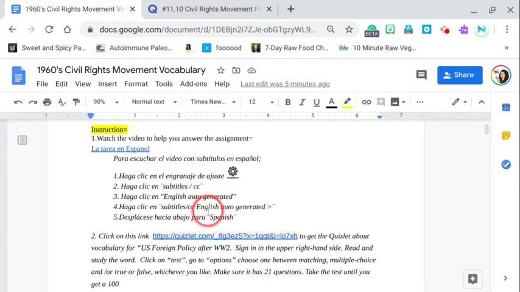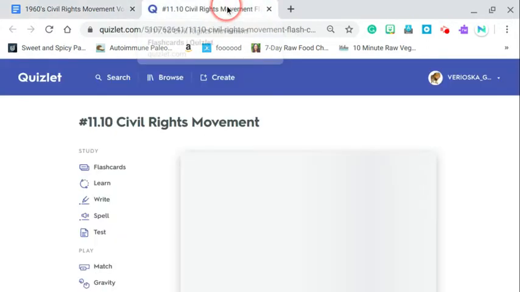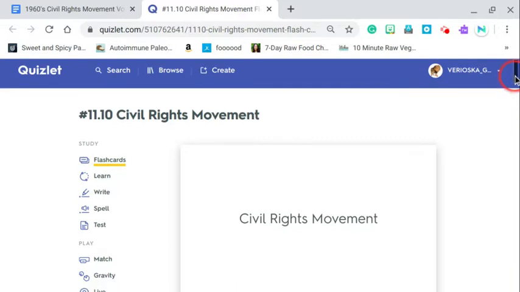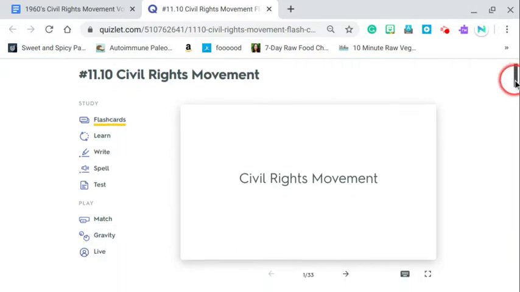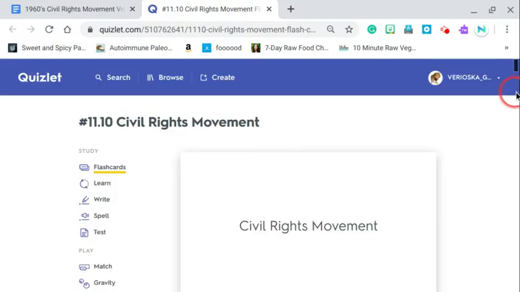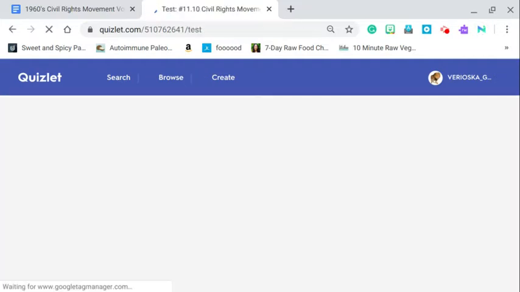Okay. All right. So step 2 is you're going to click on the link and it's going to give you the Quizlet, and you would sign in. And after you see the video and review the vocabulary words, you could also read them if you scroll down. But once you're done with the video, you could take the test. So I could check for understanding.